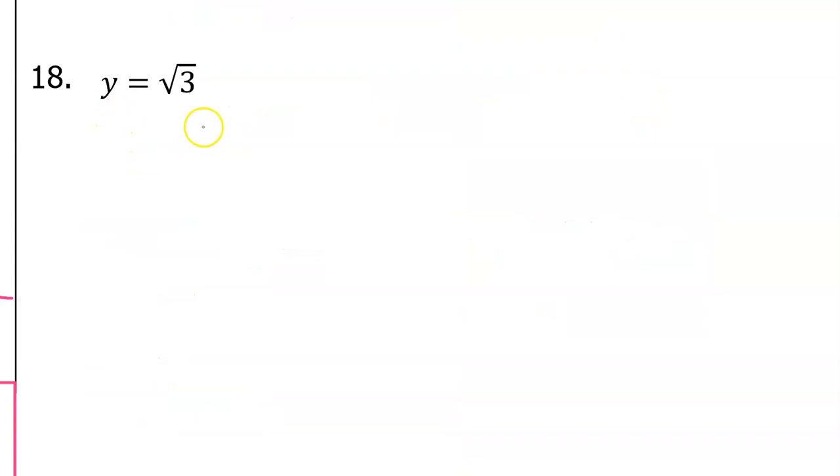It seems weird to end on such a simple problem. But y is equal to a constant, and we know that the derivative of a constant is 0.